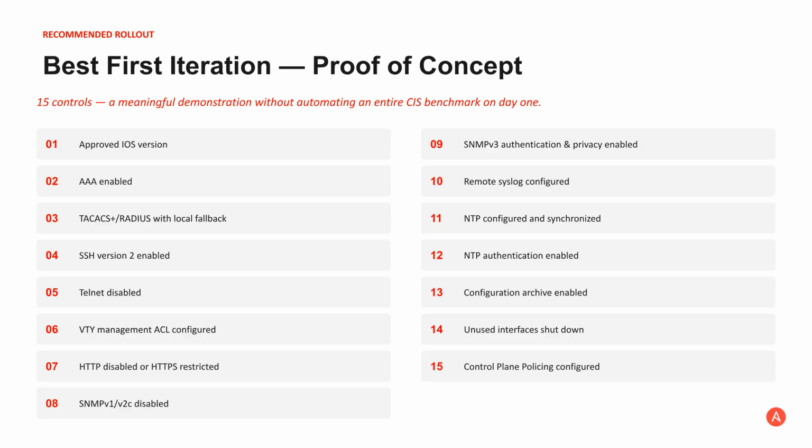For your first iteration, I recommend starting with this 15-control proof of concept. It demonstrates the framework's capability across all 3 planes without the complexity of a full CIS benchmark. It provides a real-world, manageable project to gain stakeholder buy-in before expanding the control library.